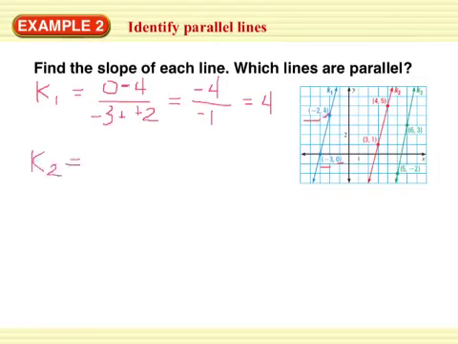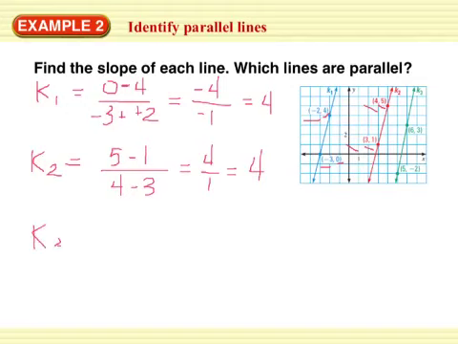Let's try the next line. Change in y. This time I'm going to go from the top to the bottom and show you that it doesn't matter. Okay, 5 minus 1 and 4 minus 3. 5 minus 1 is 4. 4 minus 3 is 1. My slope is 4. See, it didn't matter.